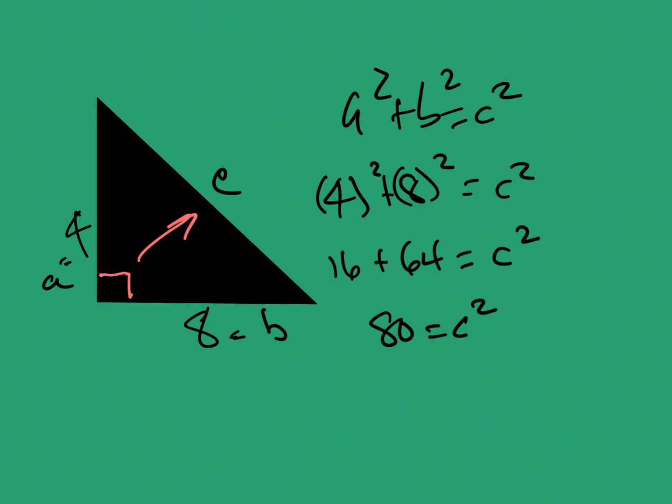Now remember what we're looking for. We are looking for side C. We know what C squared is. C squared is equal to 80. How do we undo something that is squared? What is the symbol that we've been dealing with lately that will undo something that is squared? A square root, that radical symbol. So right here, in order to go from C squared to C, you will need to take the square root of both sides. The square root of C squared is C.